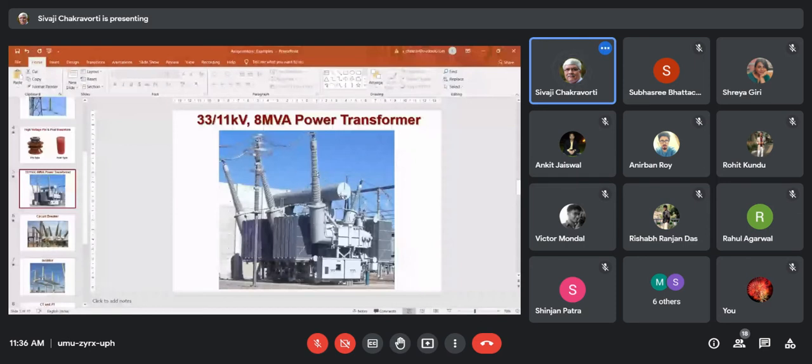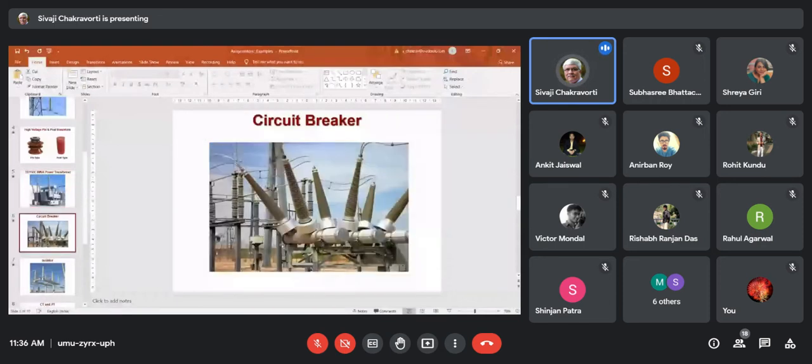This is a circuit breaker, a very high voltage circuit breaker. And you can see this horizontal cylindrical object is actually the circuit breaker. And these are again the circuit breaker bushings. Earlier you have seen the transformer bushings. This is the circuit breaker bushing. And you can see there are three poles, we call it RYB. You can see here horizontally RYB. They are the three circuit breakers.